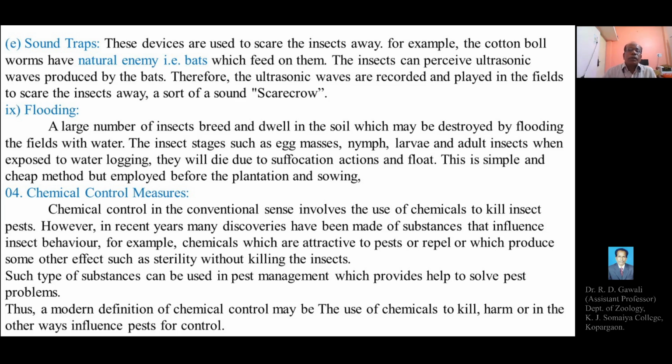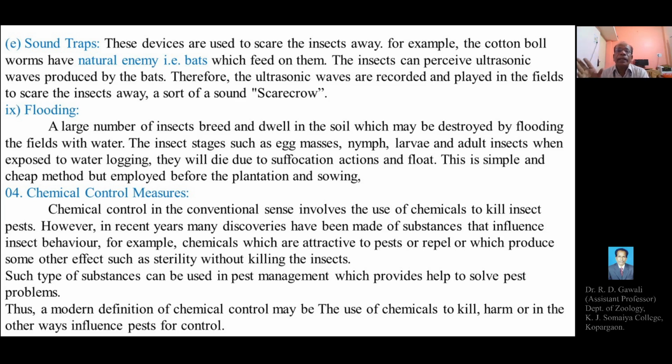Then, last, one more mechanical measure can be used, that is flooding. A large number of insects breed and dwell in the soil. There are a large number of insect pests which are living or breeding in the soil, which may be destroyed by flooding the fields with water.